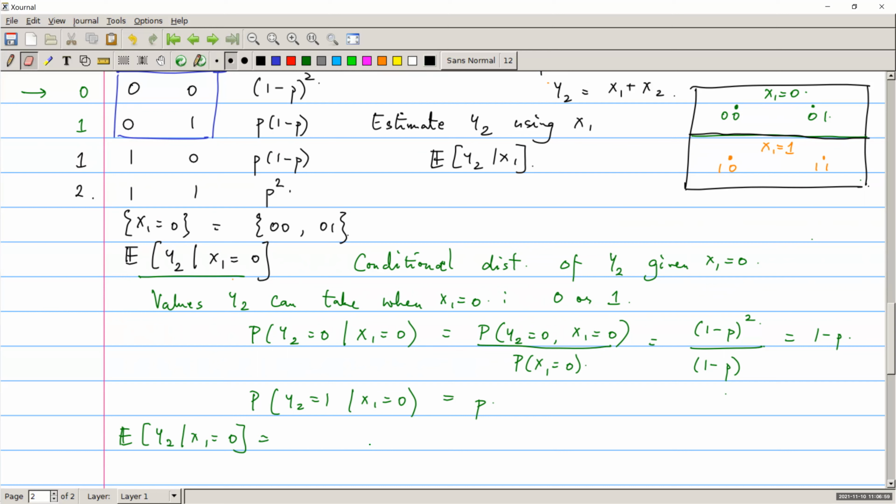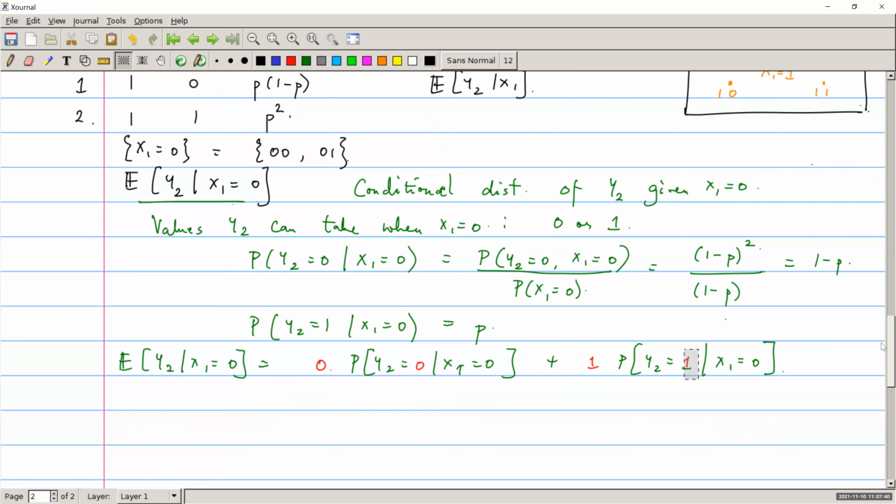sorry, this runs over 0. The value that y2 can take times the probability y2 equals 0 given x1 equals 0, plus 1 times the probability y2 equals 1 given x1 equals 0. So this 0 and this 1 come from here. I just run through all the values y can take, and those values are 0 and 1. So there are only two values that y2 can take, right? 0 and 1.